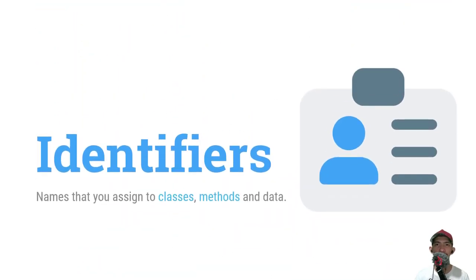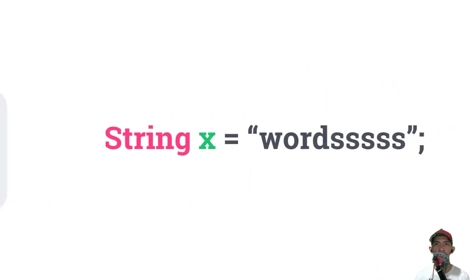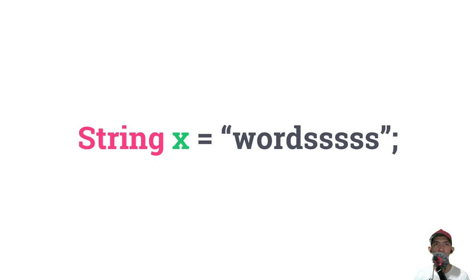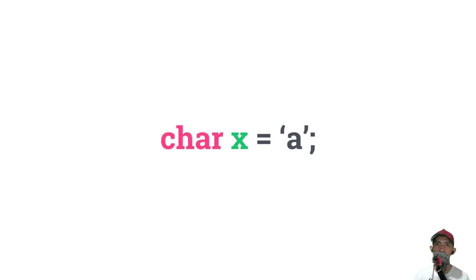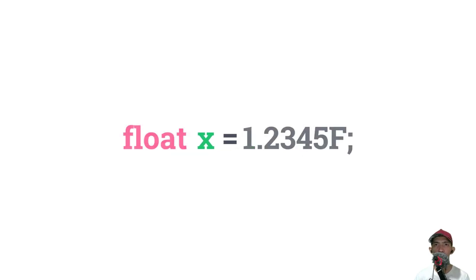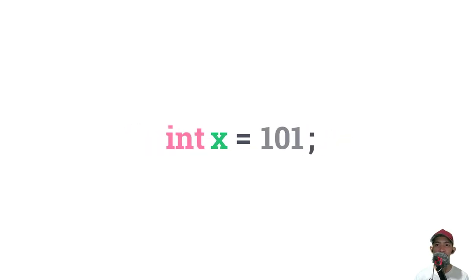Okay, si identifiers, kanina pa natin yan hindi ma-resolve. So, na-discuss natin na si identifiers are names na ina-assign natin sa classes and methods. Alam na natin yan. Ngayon, ang kulang natin dyan is yung data. So, basically, kanina pa din natin nakikita si X as variable name, sa string, sa boolean, nakikita din natin kanina yan sa character, sa float, sa integer.